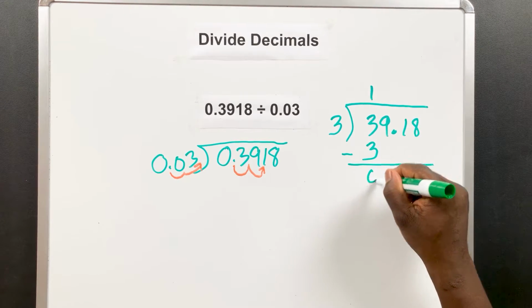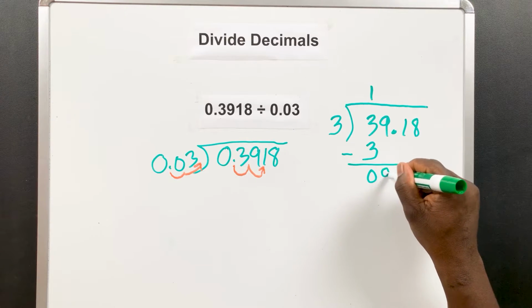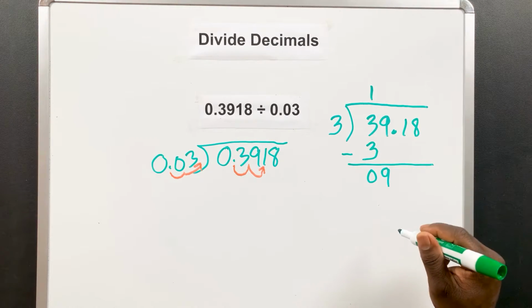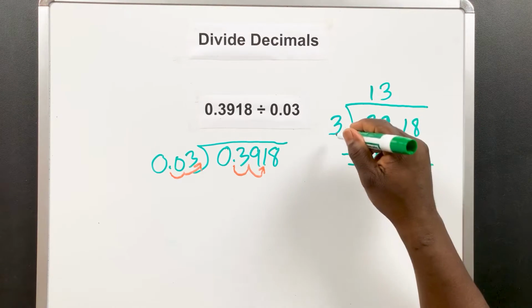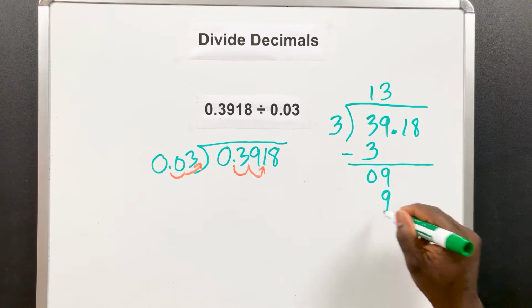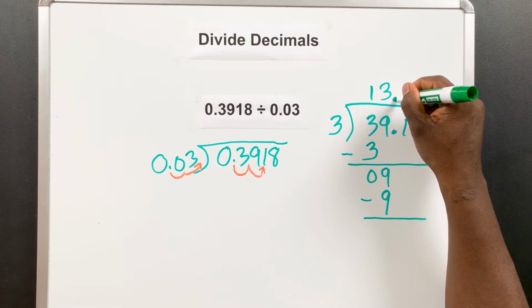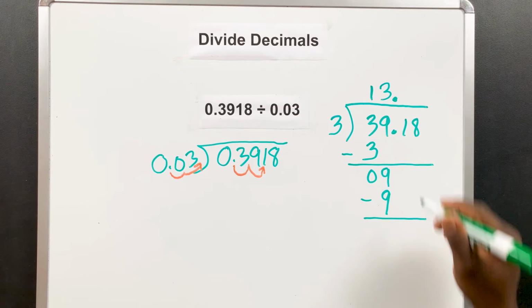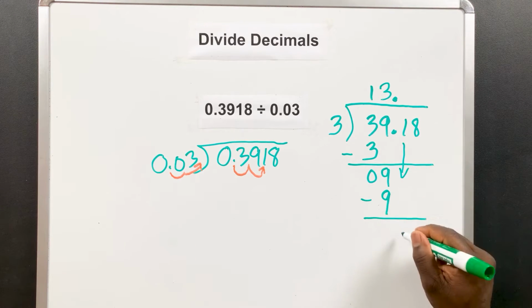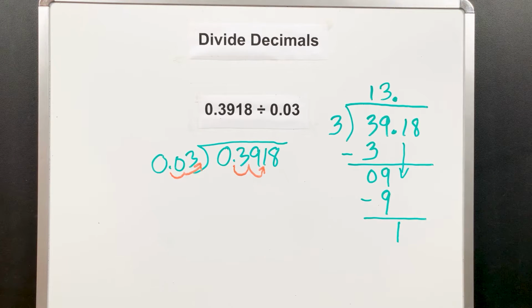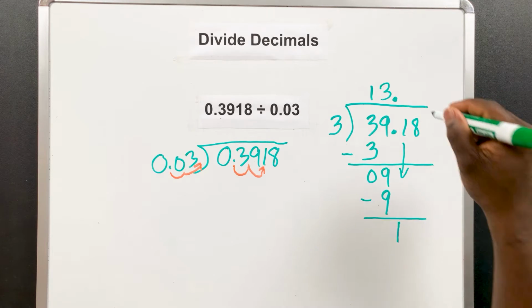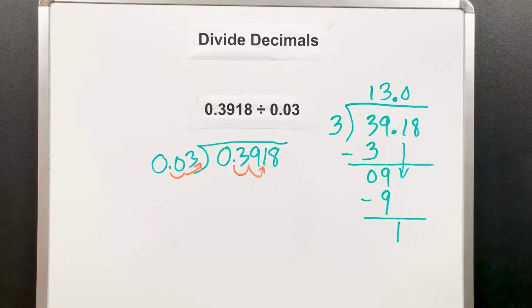So subtracting, we get a 0 here. We bring down the 9. 3 goes into 9 3 times. So I'll put that 3 above the 9. 3 times 3 is 9. Subtract. Now I want to bring that decimal up right there, right? So then naturally we would bring down the 1 right there. 3 cannot go into 1, all right? So since we know that's true, we're going to put a 0 right above the 1. 3 goes into 1 0 times.